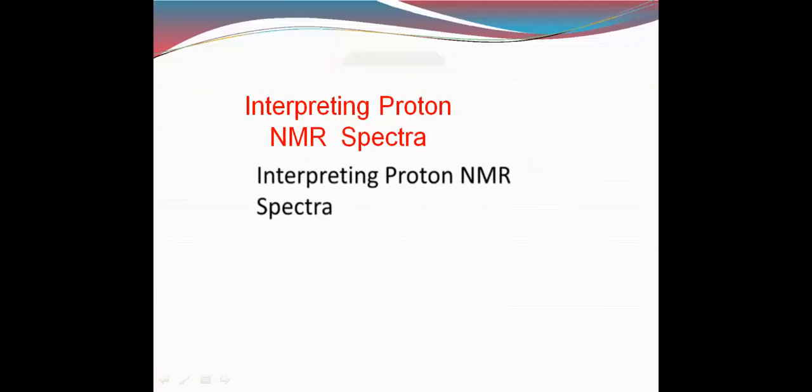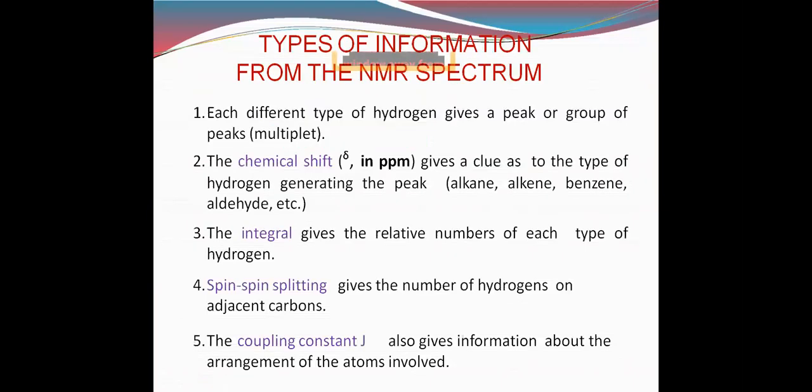So now, interpreting the proton NMR spectra. What do we mean by interpreting proton NMR? We have a proton NMR spectrum; how can we interpret it? How can we ascertain from it that this is the structure of the molecule? That is called the interpretation part of the NMR spectra.